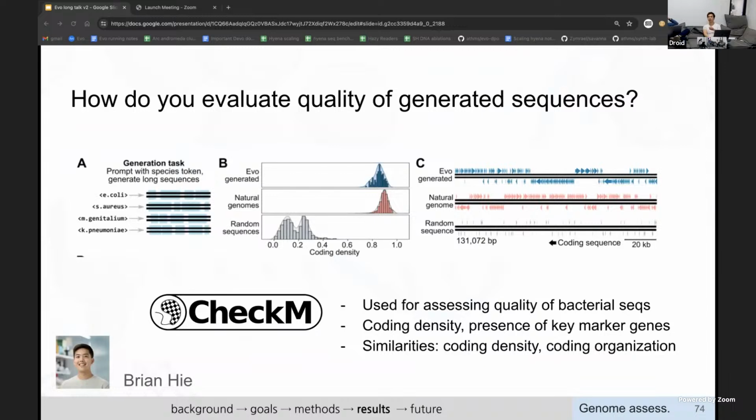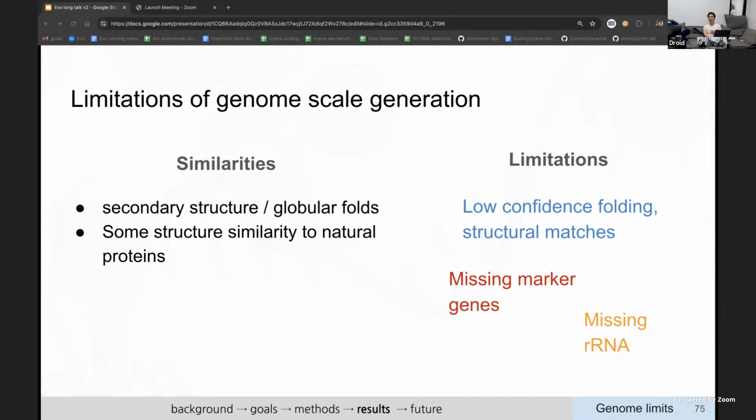I'll be a little quicker on this for time, but we can look at statistics in terms of coding density, or how they're grouped in terms of where the proteins are in the sequence, and compare them to those natural genomes. There's programs like CheckM that can assess the quality of sequences found in nature. We can kind of hijack that and use it to check the quality of synthetic genomes that we're generating as well. The main takeaway is: are these valid real genome sequences that we generated? Short answer is no. It appears to be missing a number of different markers that would indicate a complete genome.